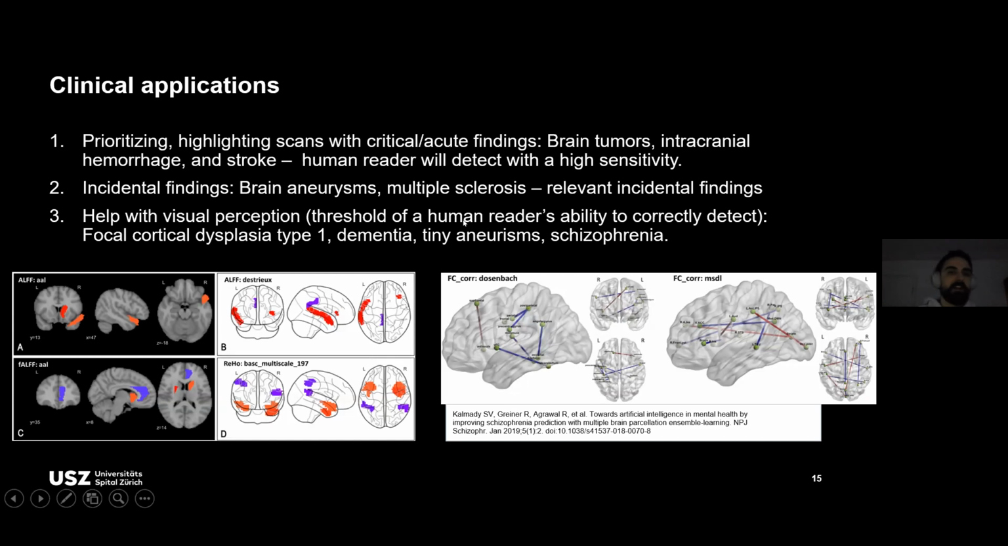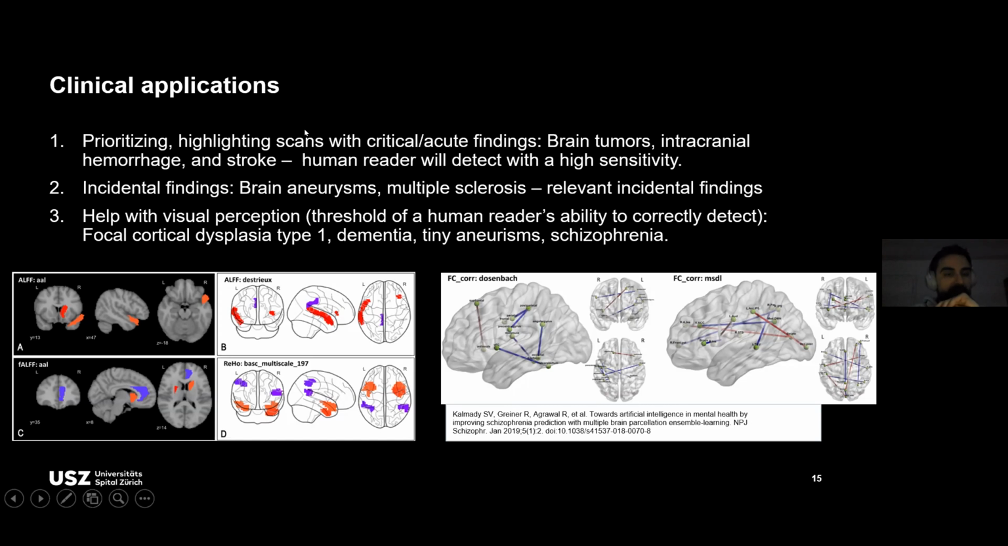Then in the second category, we have so-called incidental findings, also relevant incidental findings. Here, for example, we already talked about the study about brain aneurysm, so it is important to detect relevant brain aneurysms. This could also be applied in multiple sclerosis. It's difficult to assess if there are any changes in location or in time, as some changes do not recognize the difference between the previous images.